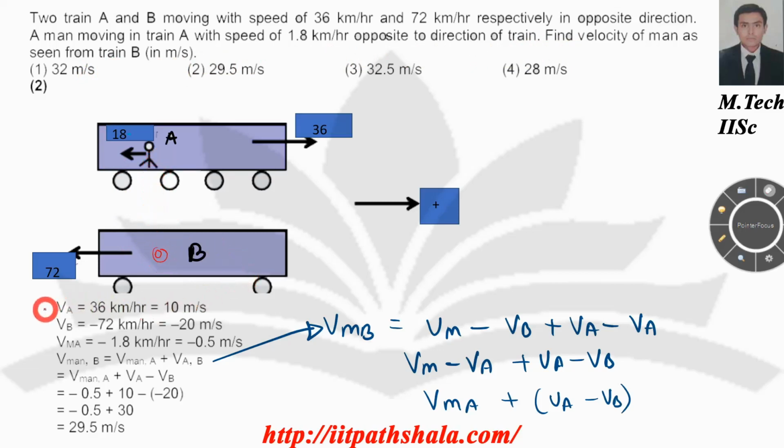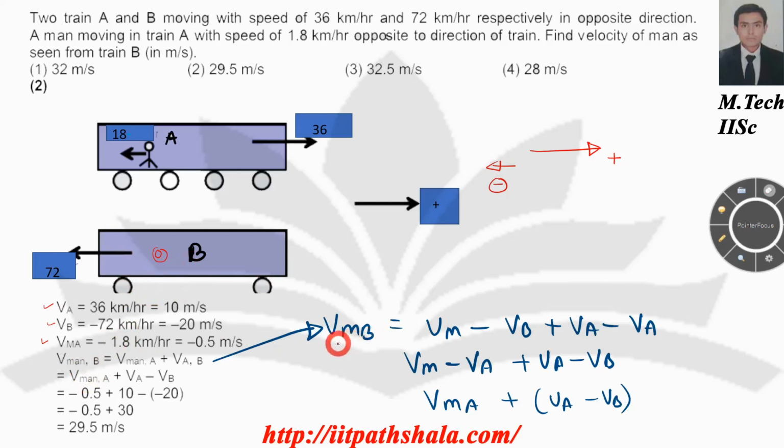First you have to convert all these kilometer per hour into meter per second. So VA is nothing but 10, VB is nothing but minus 20, and the velocity of man with respect to train A is nothing but 0.5. Now you'll be wondering why I've taken a minus over here and a plus over here, because the sign convention which I'm following is that if I'm moving in the positive x direction, I'm taking it as positive, and if I'm moving in the negative x direction, then I'm taking velocities as negative. Now you have to find the velocity of man with respect to B. You are sitting in B.